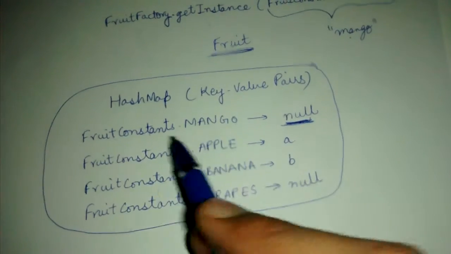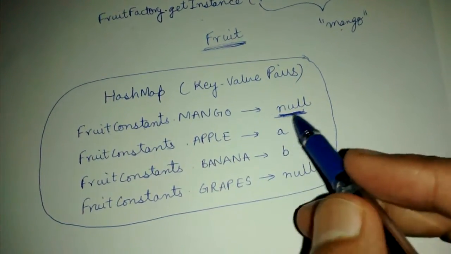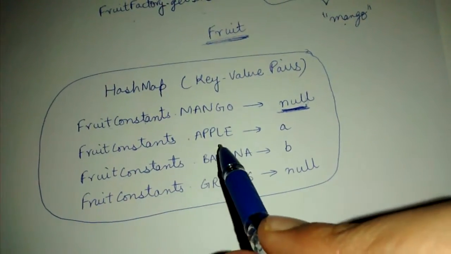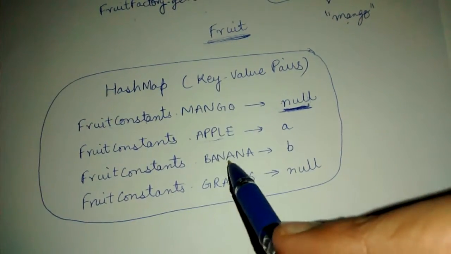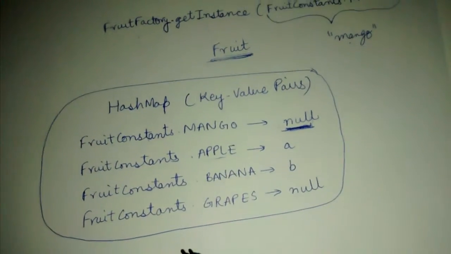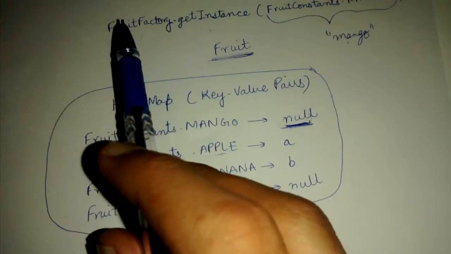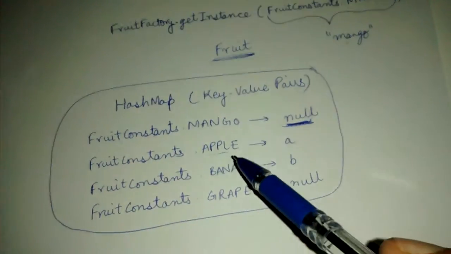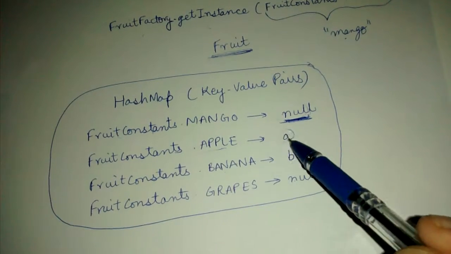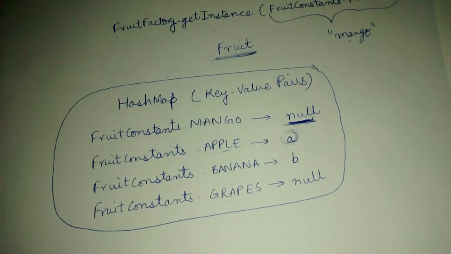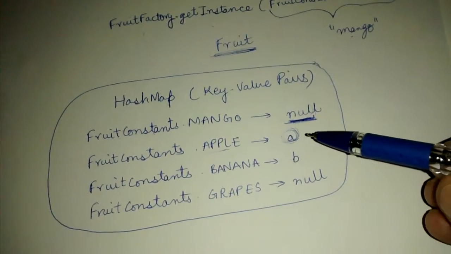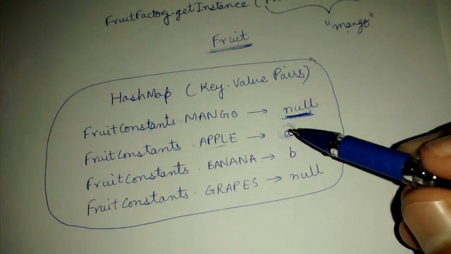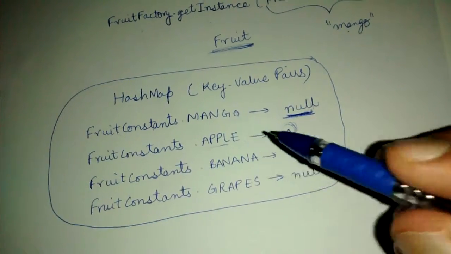So now FruitConstants.MANGO is mapped to an object, similar to apple and banana. These were already mapped. So if somebody says FruitFactory.getInstance(apple), I will just return this instance. I will not create a new one. So we will create a single instance for a given single key.